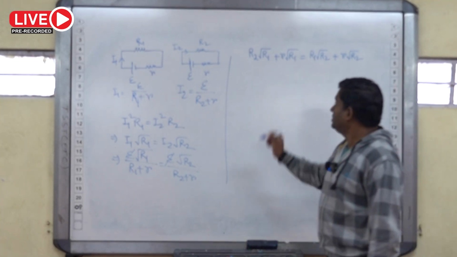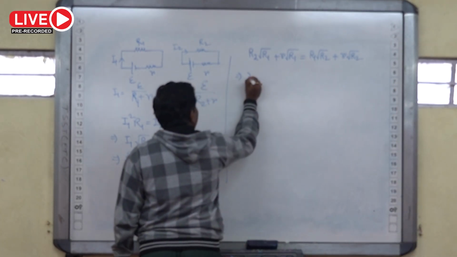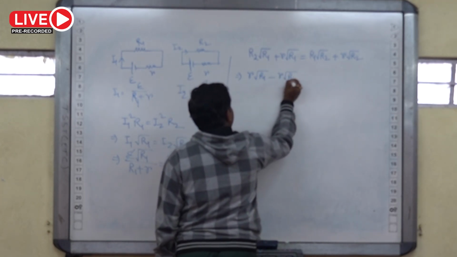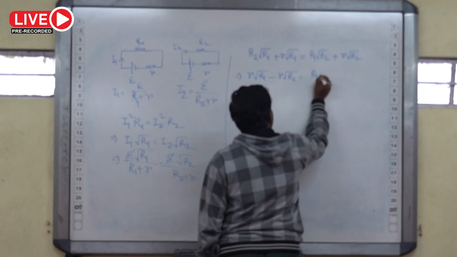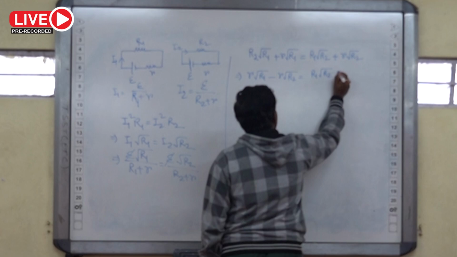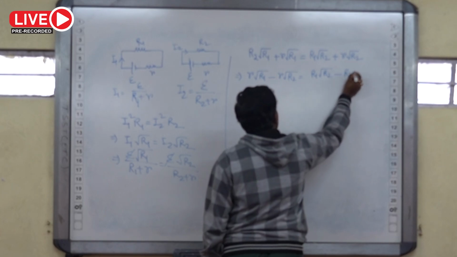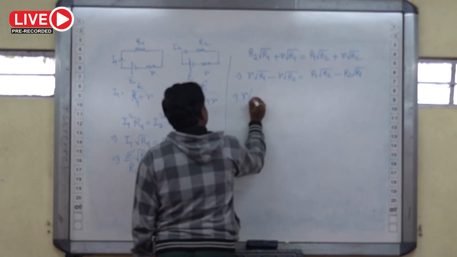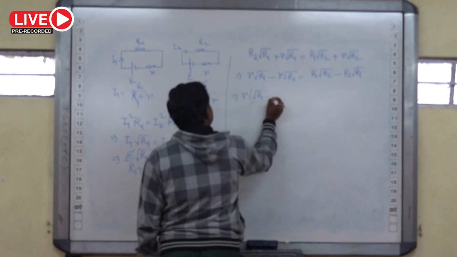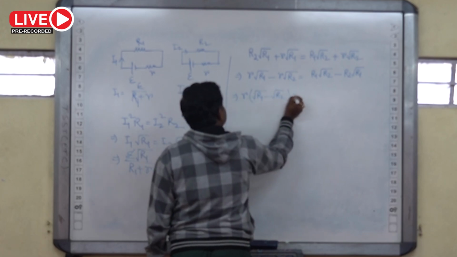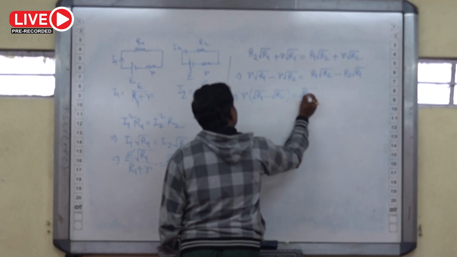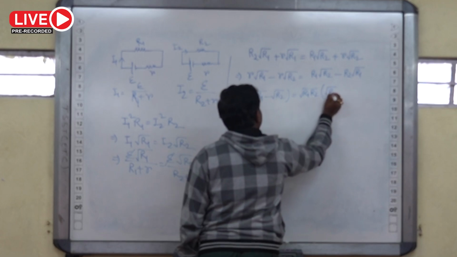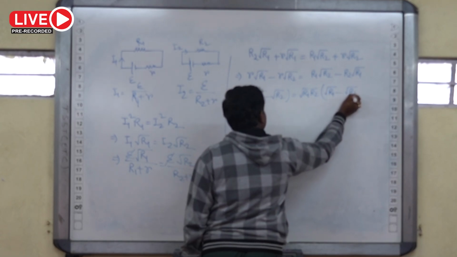Okay. Then R root R1 minus R root R2 can be written as R1 root R2 minus R2 root R1. Now from this take R common. It will be root R1 minus root R2. And from this we can take common root over of R1 into R2. Then this term will be root R1 minus root R2.